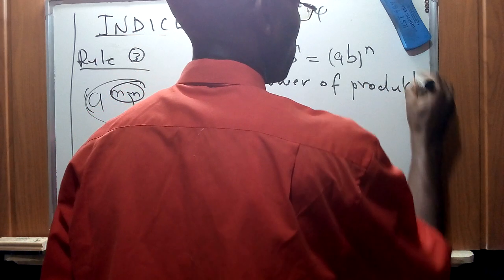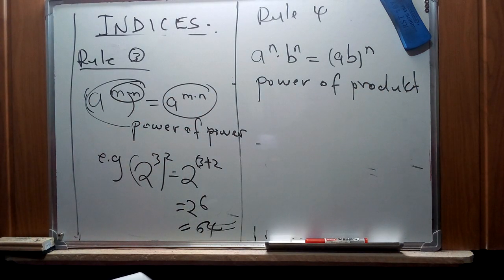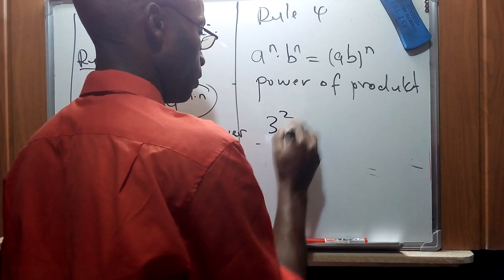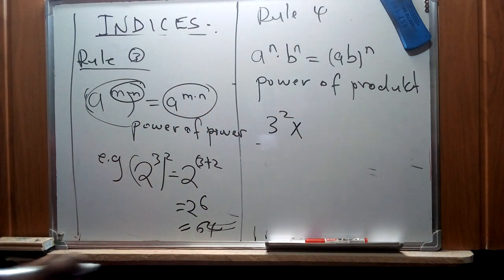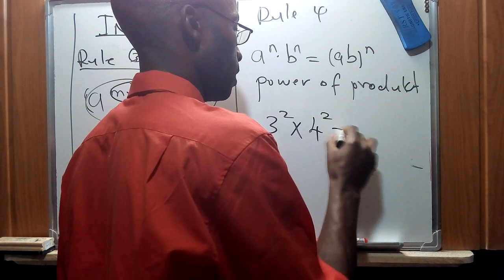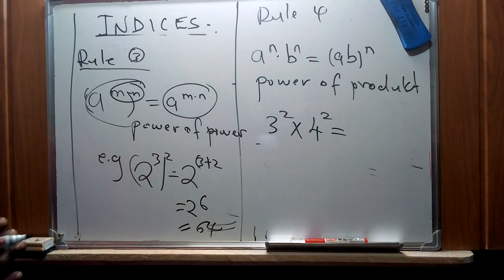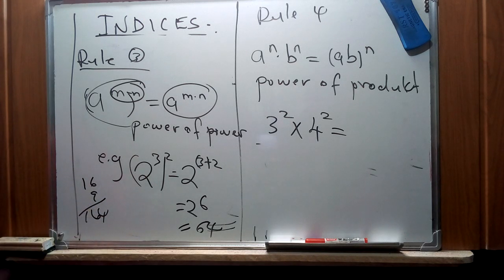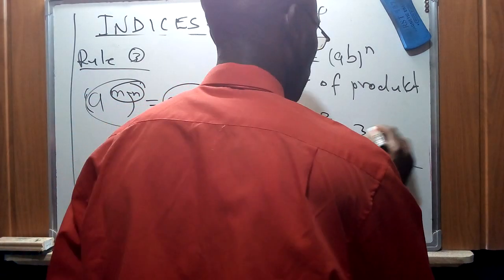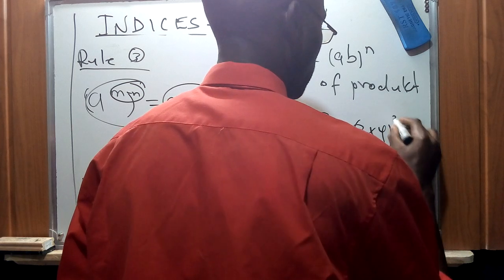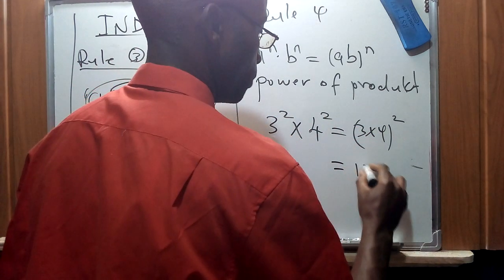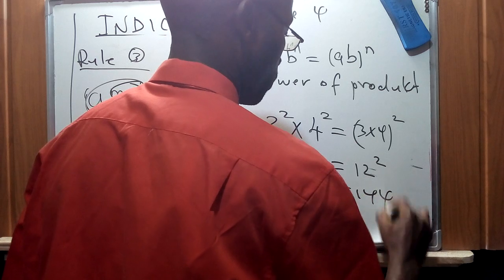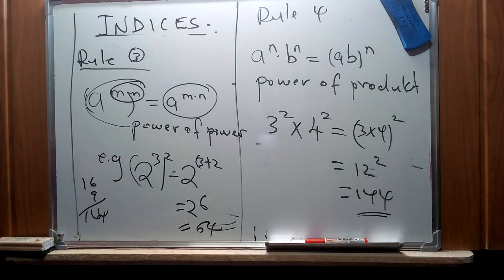Power of a product rule. For example, suppose we have 3 raised to power 2 times 4 raised to power 2. This is 9 times 16, which is 144. So if we try to look at whether this rule applies, then we shall have 3 times 4, all squared, which is 12 squared, which is 144. So this rule is applicable this way, and therefore we are going to use it.